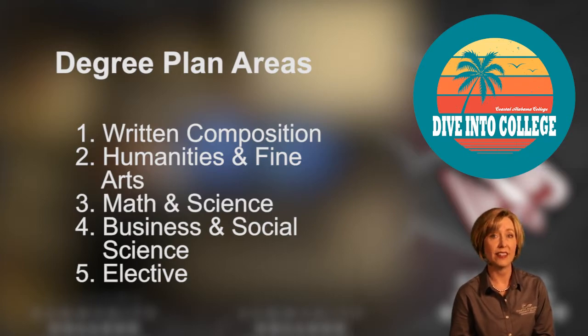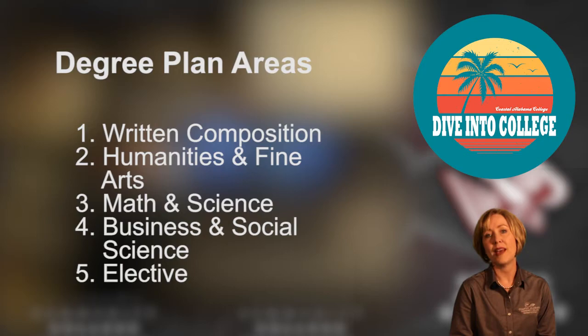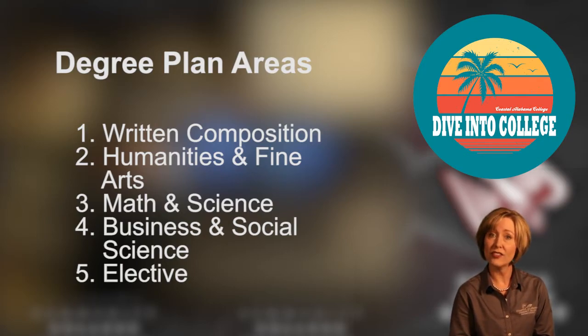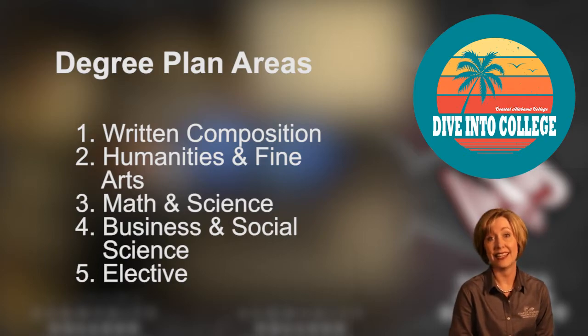Area 2 is your humanities and fine arts. Area 3 is your math and science area. Area 4 is your business and social science areas, and then Area 5 is your elective area. Your advisor will help you maneuver around in that degree plan and make sure that you're getting just what you need to be able to reach your goals at Coastal Alabama.